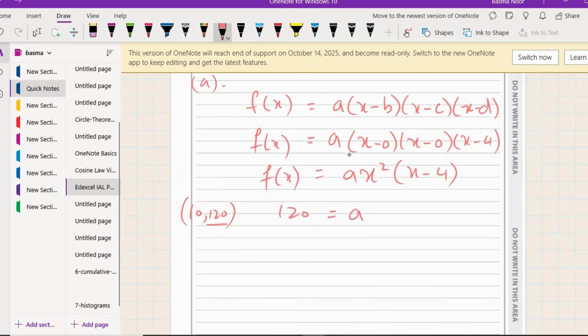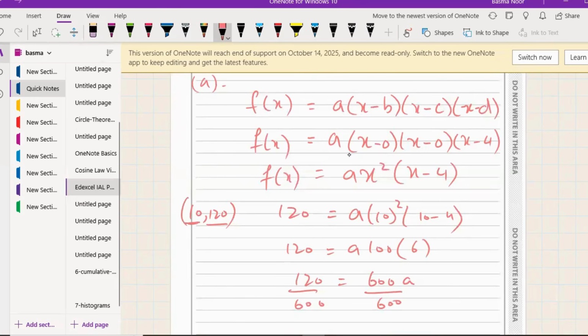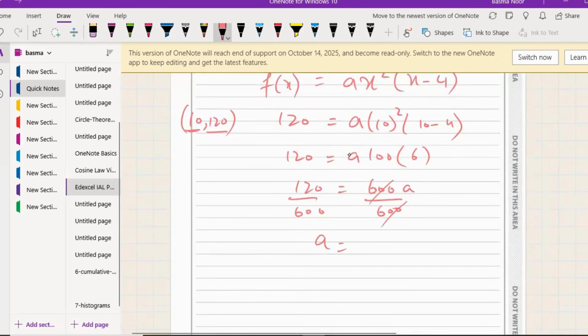A comes as it is, and replace x with 10. Okay, because we are inserting that point into the function. So 10 squared, 10 minus 4, so 120 equals a times 10 squared, which is 100, times 10 minus 4, which is 6. Okay, so 120 equals a times 600. 6 times 100 will be 600. You divide both sides by 600, so you will get the a value, and upon simplifying it you will get 1 over 5, or 0.2. a is 0.2.